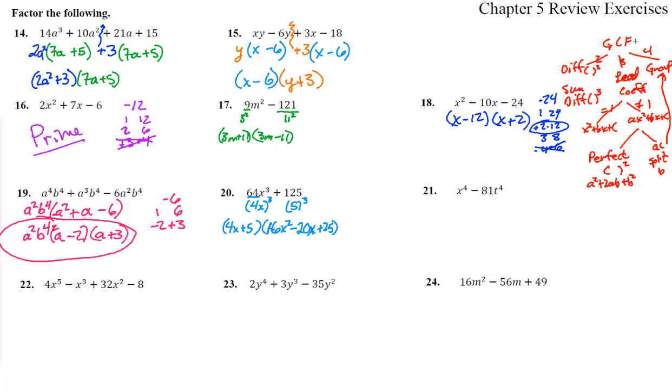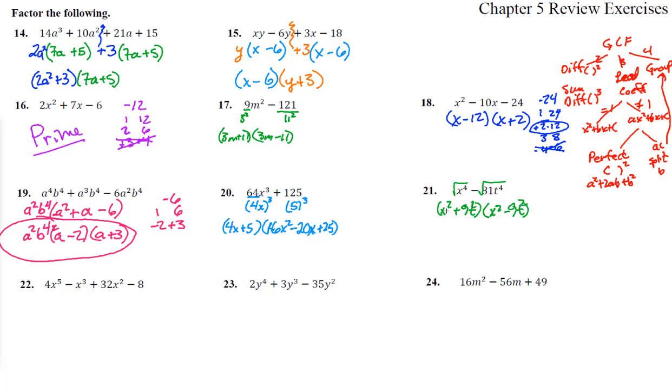There is no greatest common factor. There are two terms, and it is a subtraction. So we look to see, is this a difference of cubes or a difference of squares? And yeah, these are squares squared. So if you were to do this and find out what the square roots are, you get x squared plus 9t and x squared minus 9t. Oops, forgot those little squareds there.